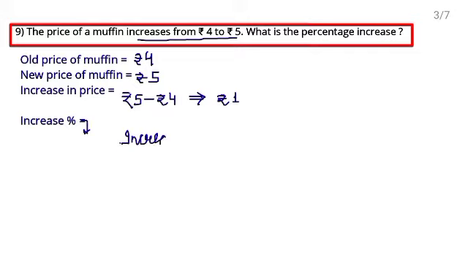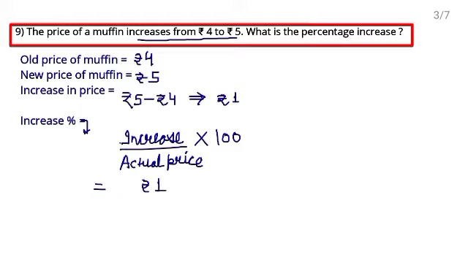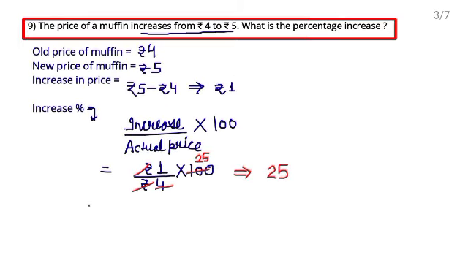Right. Now what is the formula of increase percent? Increase upon actual price, or you can say old price, multiply 100. This is the formula of increase percent. So simply put the value. Increase is 1 rupee. Actual price means old price, 4 rupees. Multiply 100. Rupees to rupees cancel out. 4 2s are 8, 4 5s are 20. Now 25 1s are 25. So the increase is, how much has the increase become?